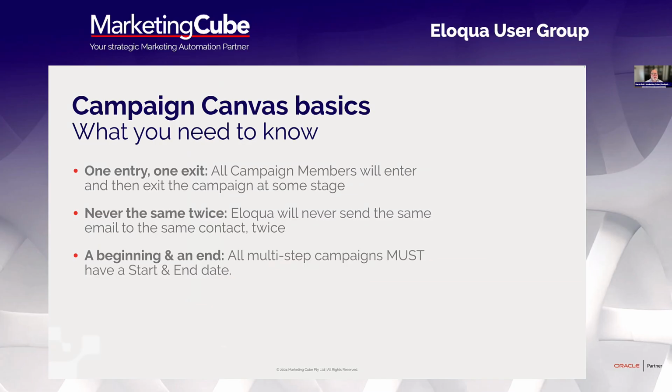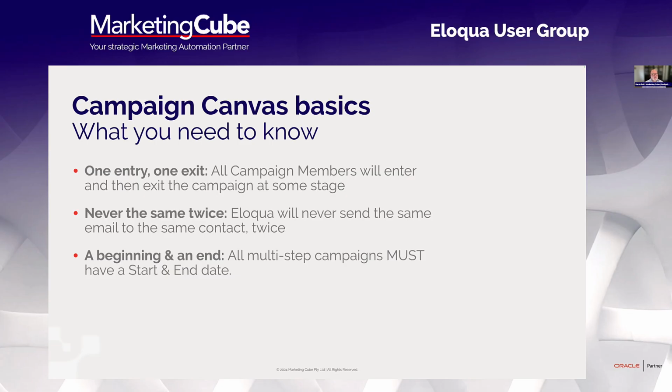Okay. Now, the other key thing to understand is that Eloqua will never send the same email twice on the campaign canvas. Okay, critical to understand, especially if you're wanting to send repeats. You can't use the same asset. I'll show you here in a moment on the campaign canvas what I mean by that. So rest assured, Eloqua will never send the same email twice.